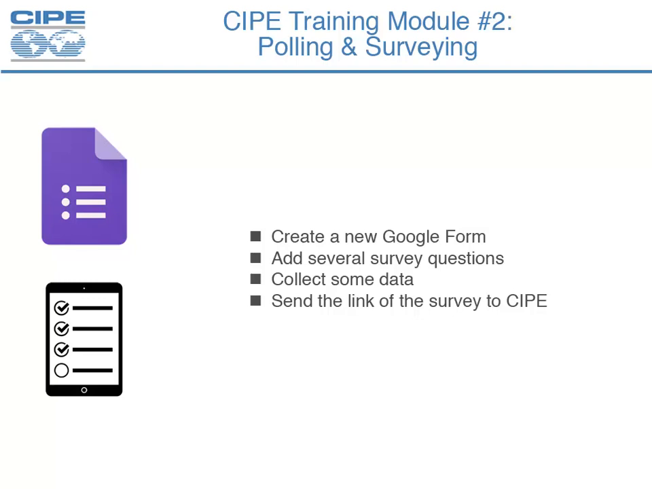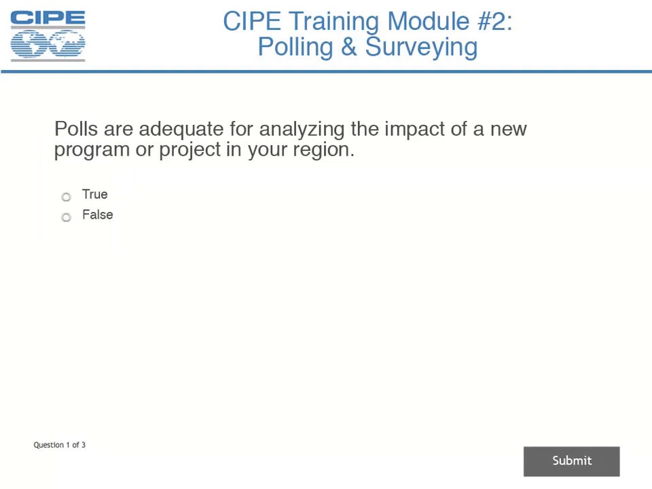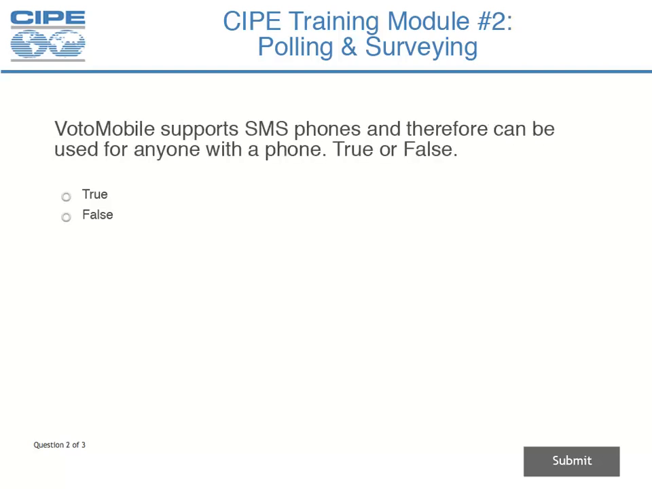Number 1, true or false? Polls are adequate for analyzing the impact of a new program or project in your region. Votomobile supports SMS phones and therefore can be used for anyone in the world with a phone. True or false?